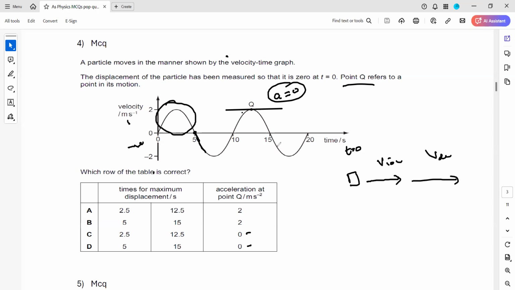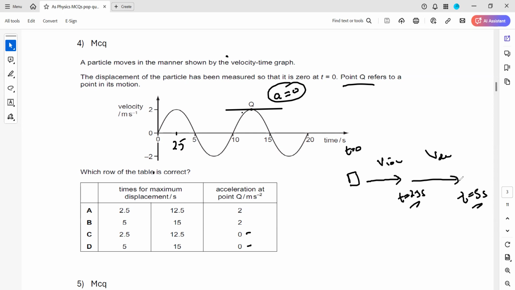So the question is, at which position does it have a maximum displacement? As the object moves, first the speed was increasing till the time of about 2.5. So till 2.5, the speed was increasing and the object was moving towards the right, for example. Then the speed is decreasing, but the object does not change direction till the time is equal to 5 seconds. The object was still moving towards the right.